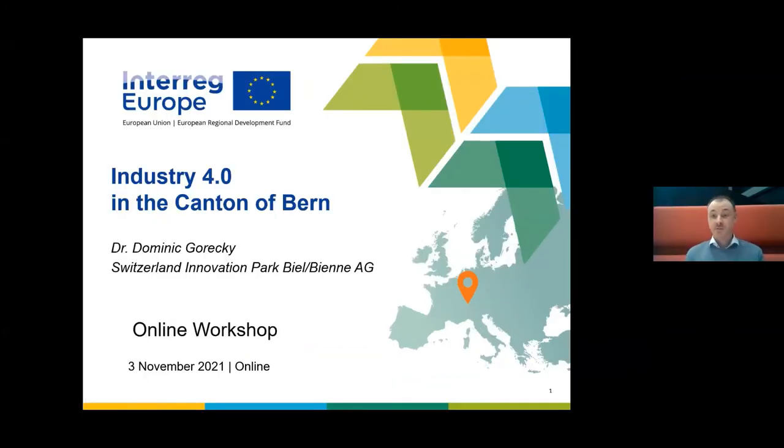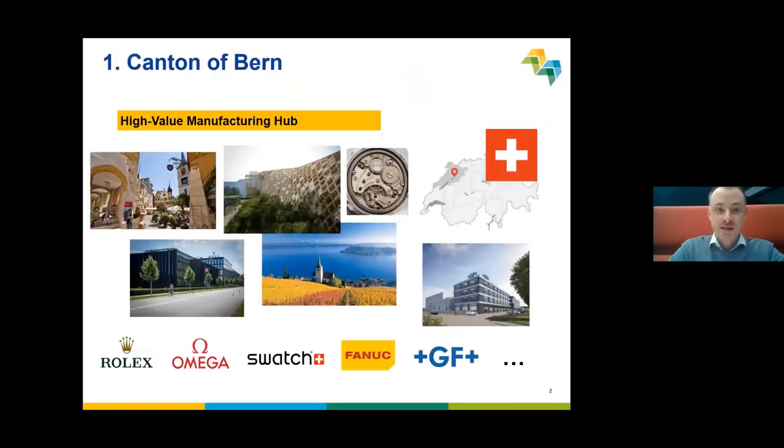You already did the introduction. I'm going to present the innovation policy regarding the fourth industrial revolution here in the canton of Bern. The canton of Bern is traditionally a high value manufacturing area. So we have a lot of industry. If you think about watchmaking, watchmaking actually came from the textile industry in the past and has now also transformed forward into medical device technology and the machine tool industry. So it's a very industrial area with a lot of industrial heritage.